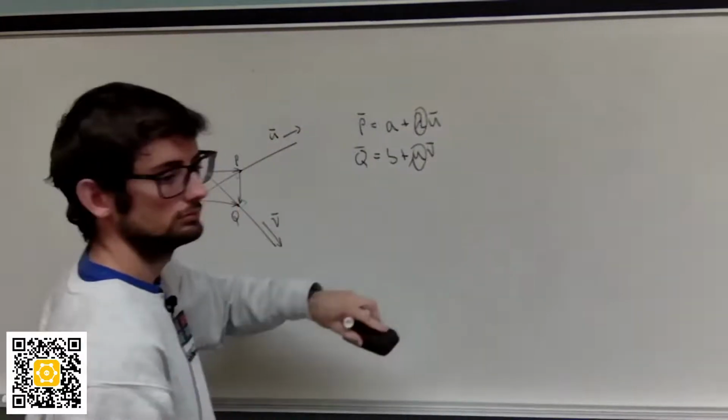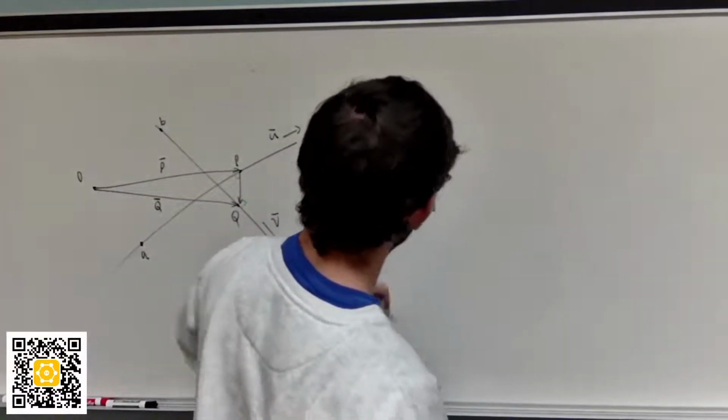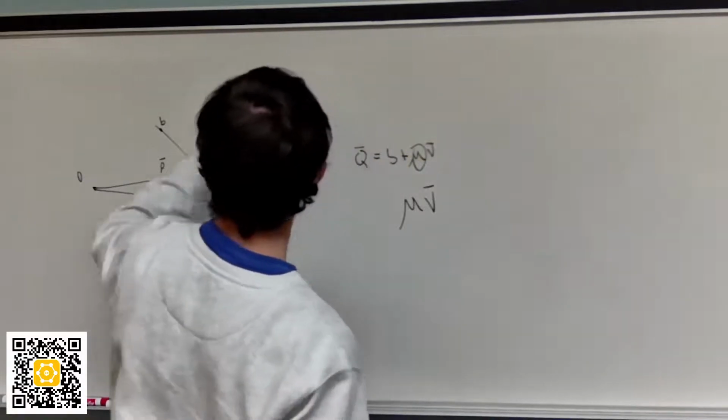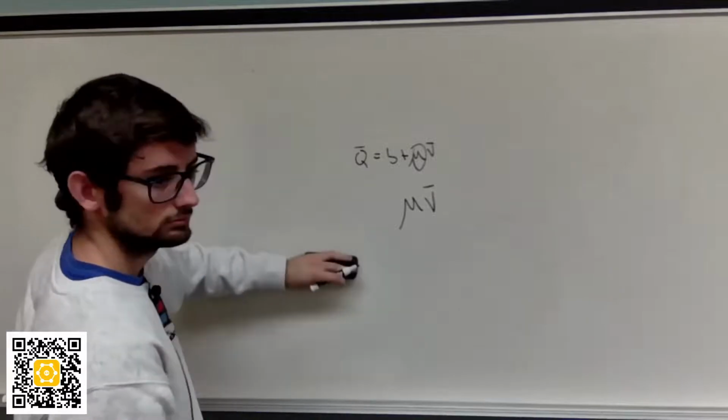So say that Q is equal to B plus lambda vector, plus mu V vector. Oh, mu. Yeah. I'll erase this first in case you're still writing that.